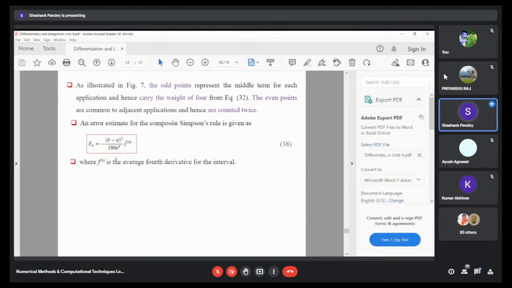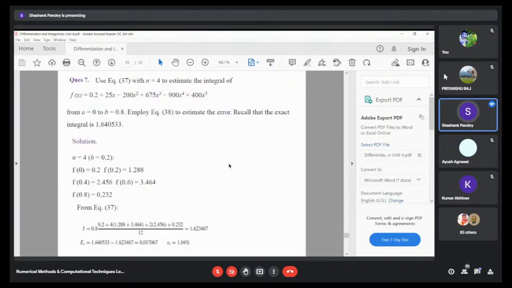And this f bar 4 is the average fourth derivative over the interval. So let us solve the same example, but using the composite Simpson 1/3 rule and taking n equal to 4. Since n is equal to 4, (b minus a) divided by n gives h equal to 0.2.